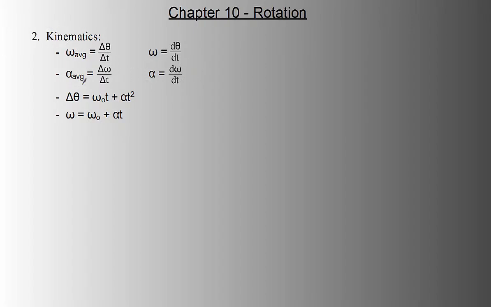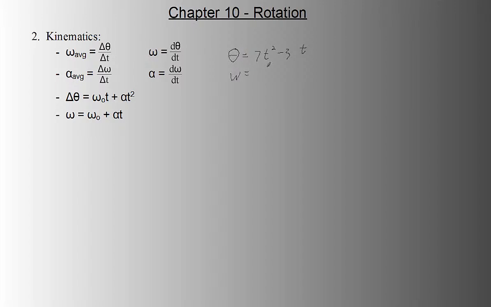Concept 2, kinematics. Actually, in the last video, I did more explaining than I wanted to. I kind of already explained this pretty well. The only extra thing I'll do is, for example, if you have, I'll just make up a function off the top of my head. So theta is 7t squared minus 3t. What would the angular velocity be?